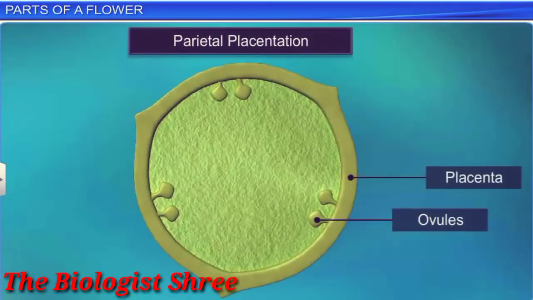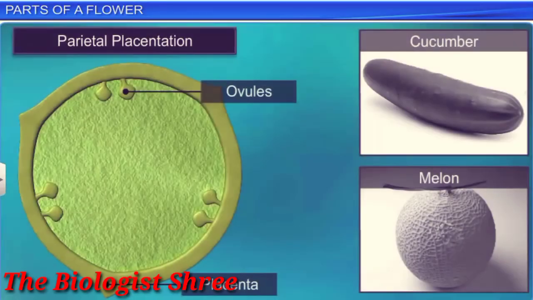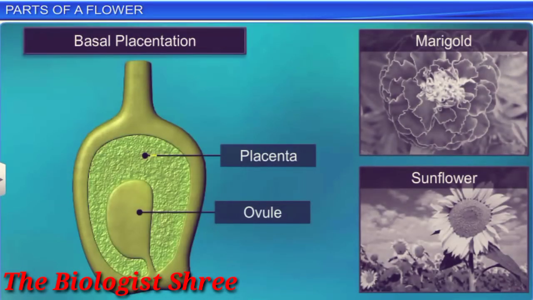In parietal placentation, the ovary is initially single-chambered. A false septum later develops and divides it into two chambers. The ovules develop on the peripheral or inner wall of the ovary. Parietal placentation is seen in plants such as cucumber and melons. When the placenta develops at the base of the ovary and a single ovule is attached to it, the placentation is called basal placentation. This is seen in marigold and sunflower.